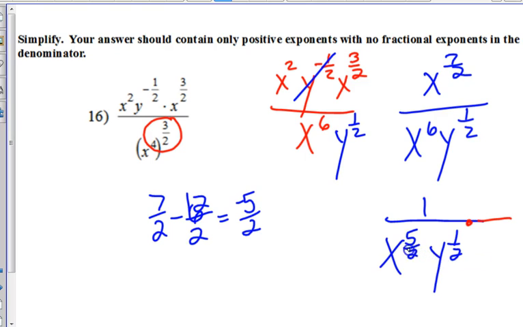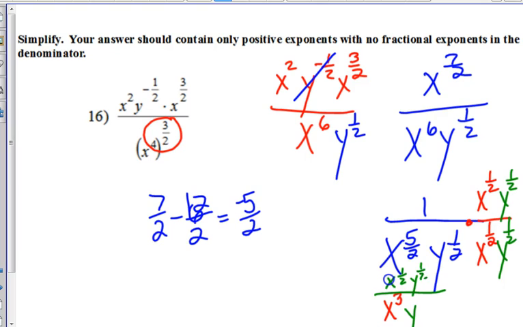We need to figure out how many more to make this a whole number. 5 out of 2, we need 1 more half, right? Everybody okay? Because that'll make 6/2, which is 3. But if we do it to the bottom, we have to do it to the top. How many more y's do we need down there? We need another half a y, which is another half to the top. So how many y's will we end up with on the bottom? Half and half is 1 y. So on the top we have an x to the 1/2, y to the 1/2. And in the denominator we have an x cubed and a y.